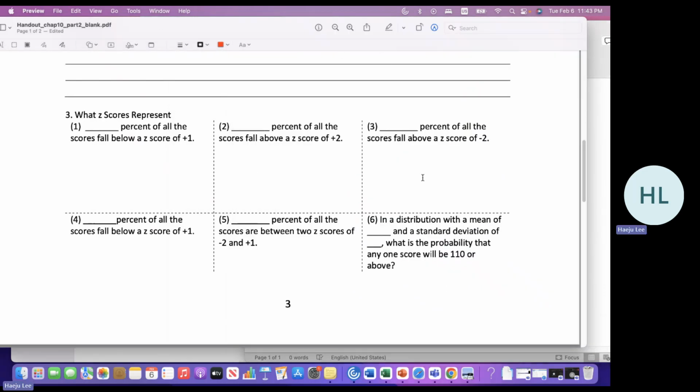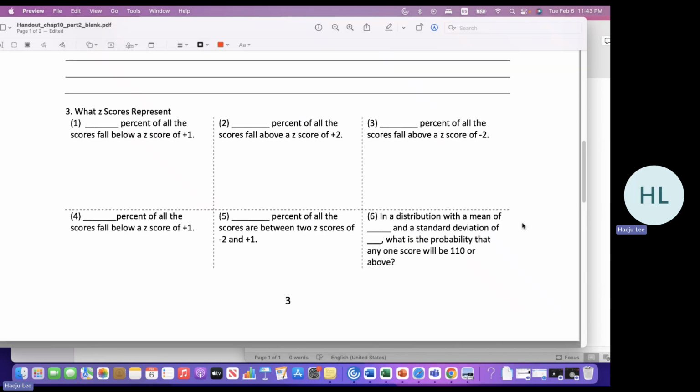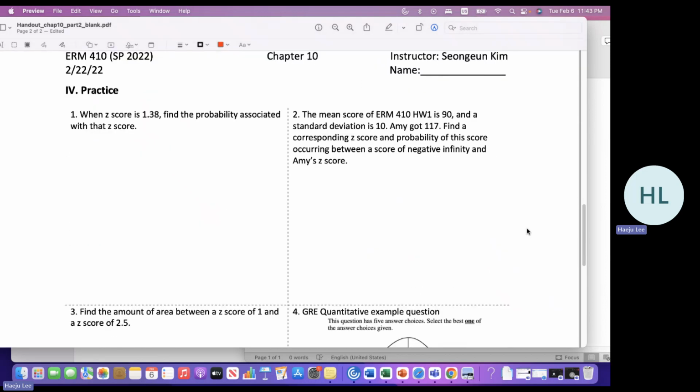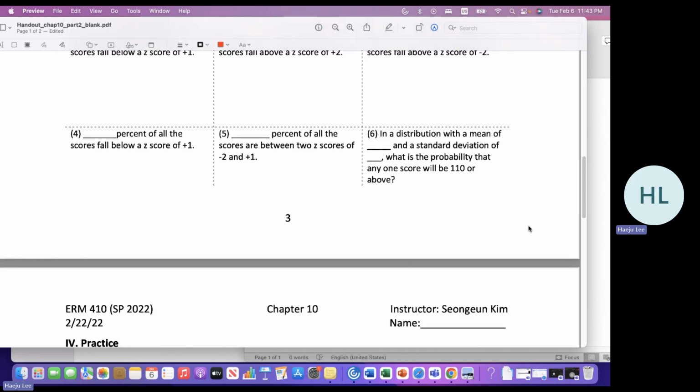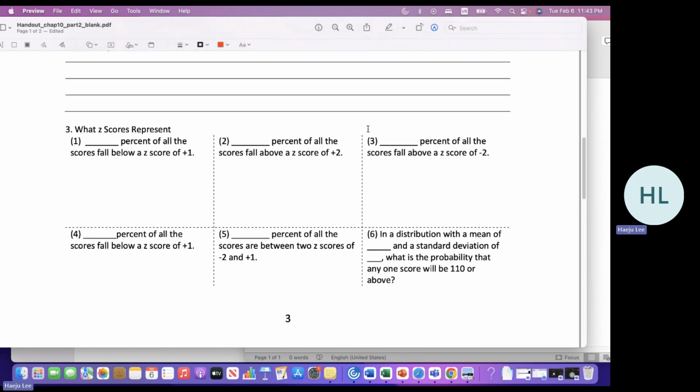So, the last problem. I think let's do the last problem.